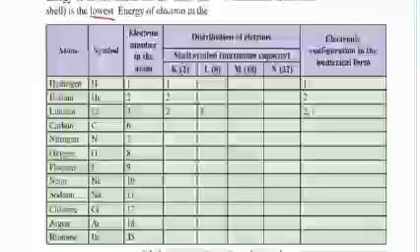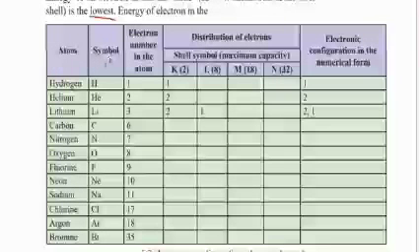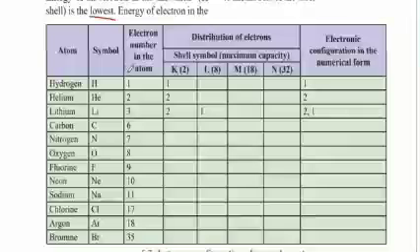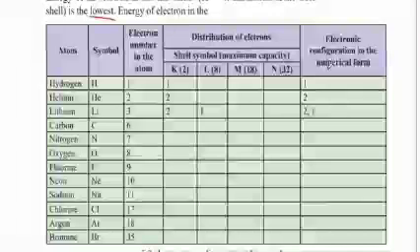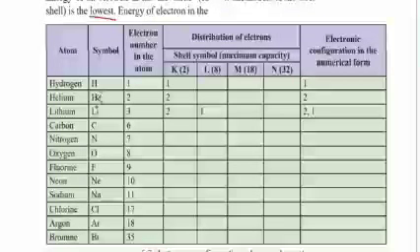So in this table, we can see the first column is telling us of the different atoms. The second column, the symbols of the atom. The third column, the electron number in the atom. This is telling us the total number of electrons in that atom. And we have to distribute those electrons in the respective shells. And finally, we have to write the electronic configuration in the numerical form. So the first few examples are already solved for us.